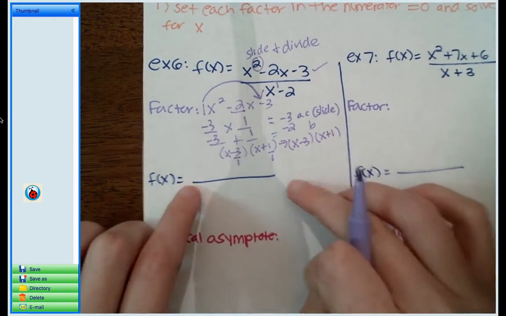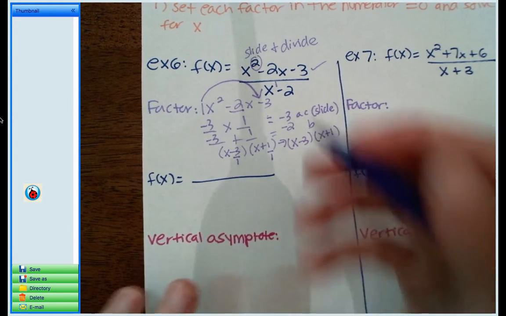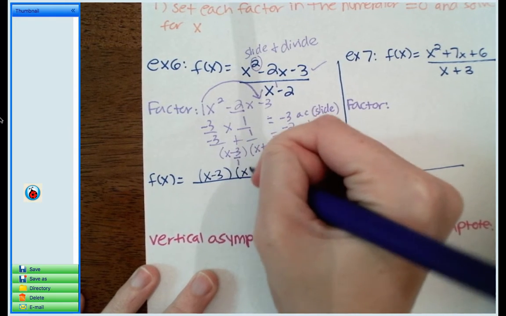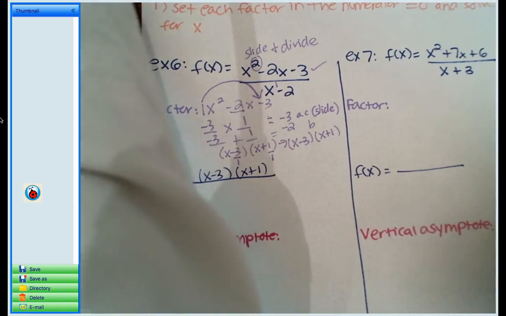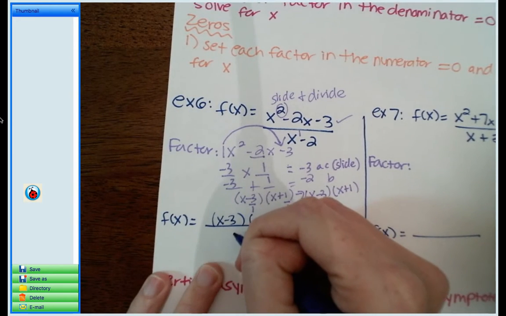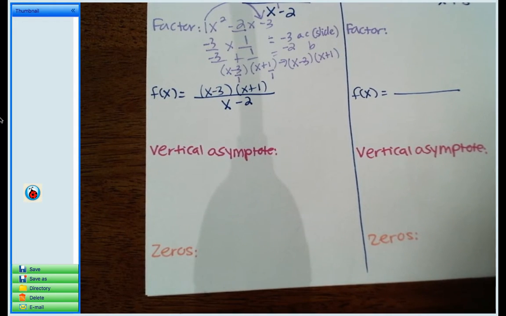So I'm going to rewrite our fraction with our factored numerator. We have x minus 3 and x plus 1, and in our denominator, we still have our x minus 2. The hardest thing, you guys, is the factoring part. After that, you just set things equal to 0, and then you're done.